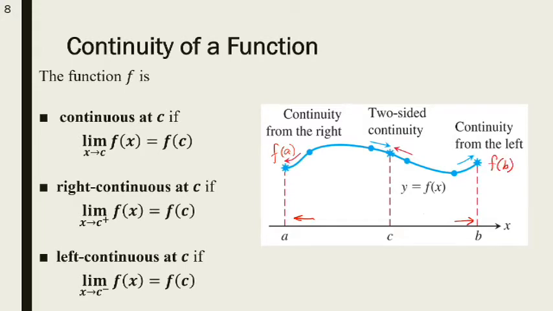And if x approaches c from the right, we have continuity from the right since it approaches the value of f of c. And if x approaches c from the left, it also approaches the value of f of c. So as x approaches c from both sides, we have the two-sided continuity. Since we have two-sided continuity, we can say that the function is continuous at c.